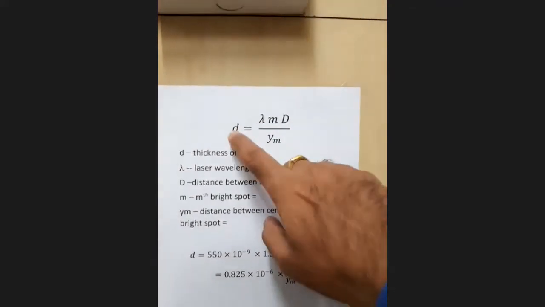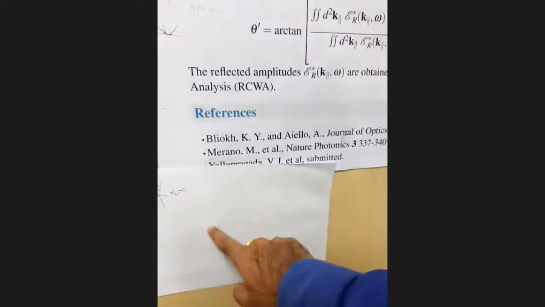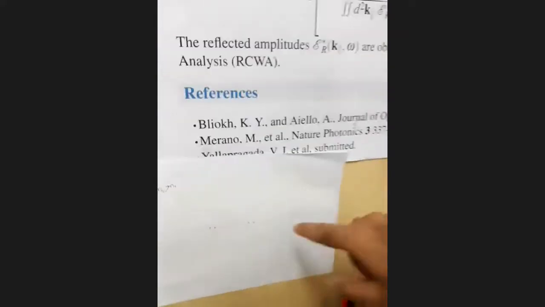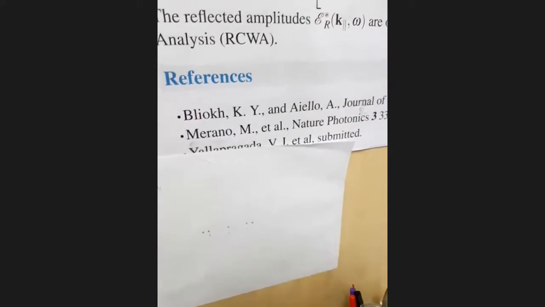If I change the color, if I change the lambda here, then the separation changes. So you can easily see in this how the shift in the diffraction pattern is by varying the power and varying the wavelength of light.